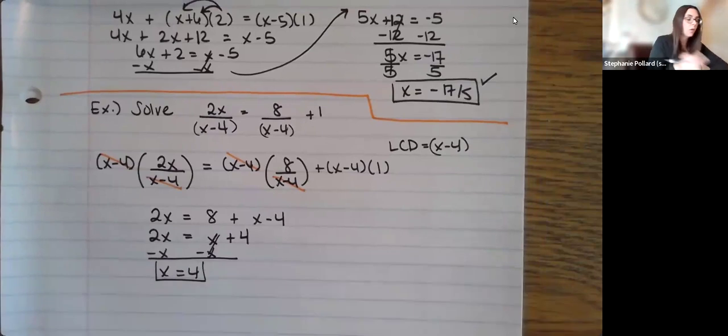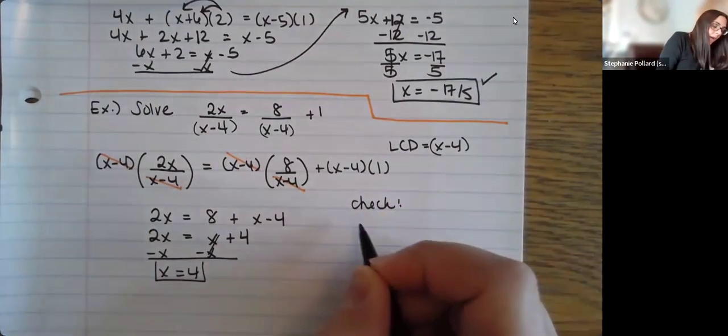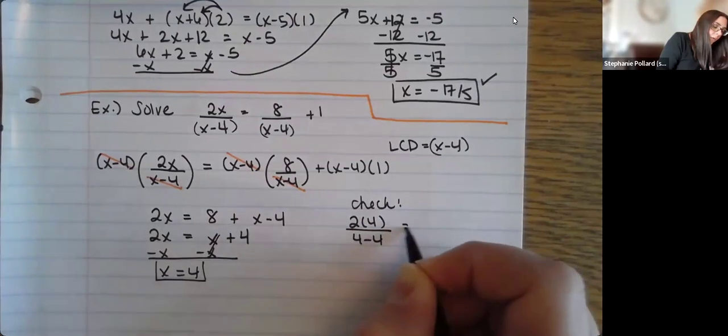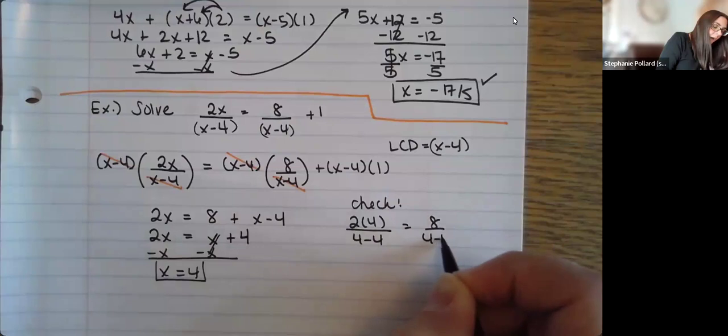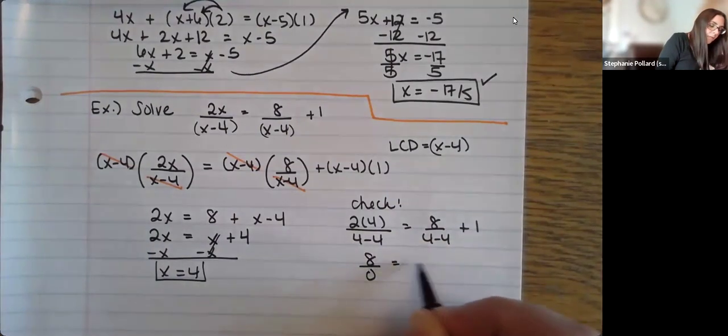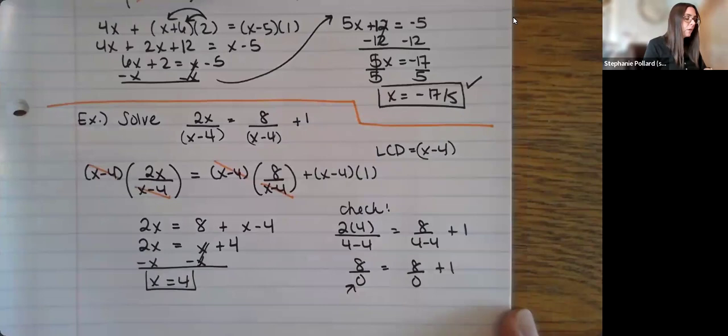Now this one, when you go to check it, you're going to see an issue right away. So I'm going to plug in the 4 here, but what happens, if you're hopefully noticing, is that you're getting a denominator of 0, right? This becomes 8 over 0 equals 8 over 0 plus 1. So this right here is a huge issue. And you may have noticed that right away.